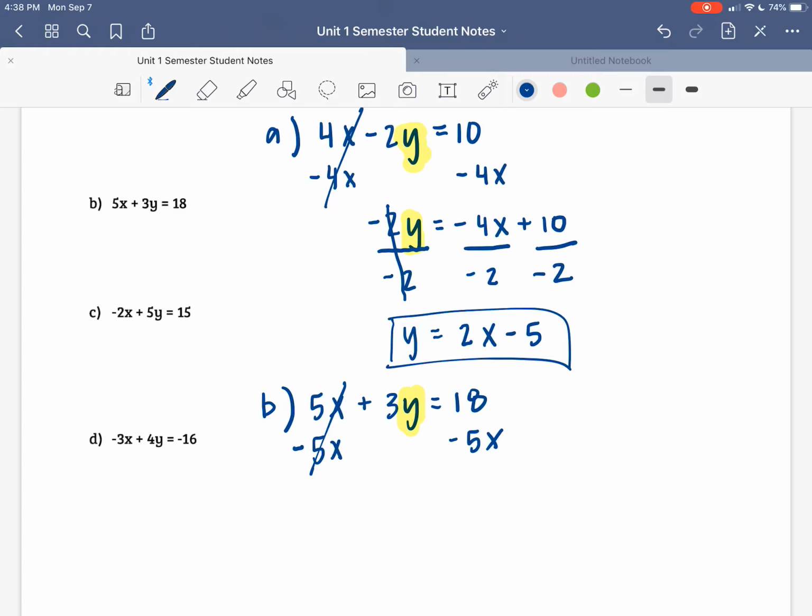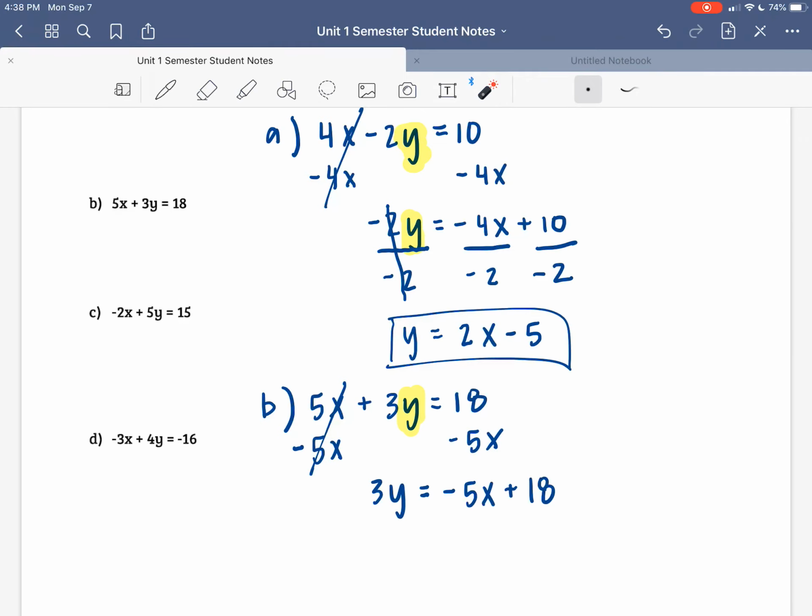to get rid of that on the left side so that I have 3y equals that 18 minus 5x. Again, those are not like terms, so I'm just going to write it as negative 5x since it was minus and plus 18.